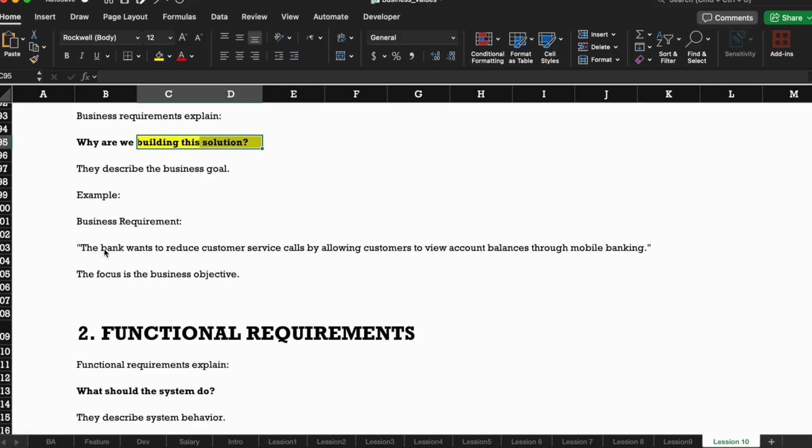Example business requirement: the bank wants to reduce customer service calls by allowing customers to review account balances through mobile banking, right? If every customer wants to know their account balance and they cannot self-serve, if there is no automatic way, the number of calls to the customer care center is going to increase, right? So we need a lot of resources to answer, just to help customers. It's a tedious process, right? We need to validate the customer information and ask the right questions, and every time a customer wants to know the balance, they need to make a call.